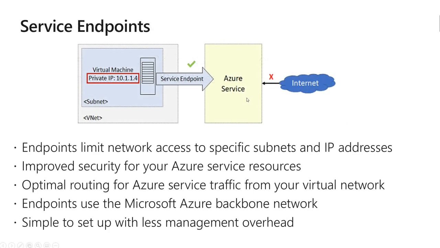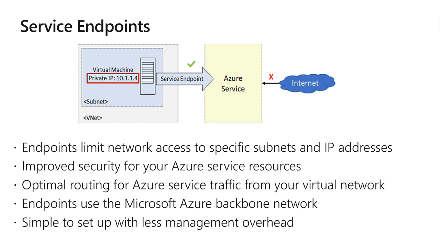So let's jump into the next one. Service endpoints, which is quite important. A virtual network (VNet) service endpoint provides the identity of your virtual network to the Azure service. Once the service endpoints are enabled in your virtual network, you can secure Azure service resources to your virtual network by adding a virtual network rule to the resource.